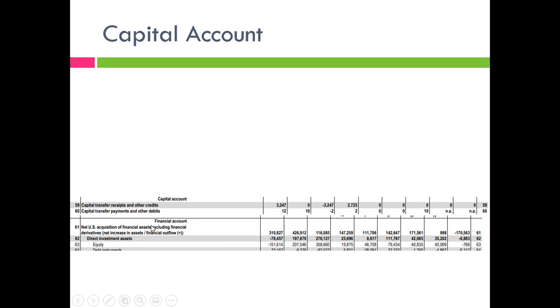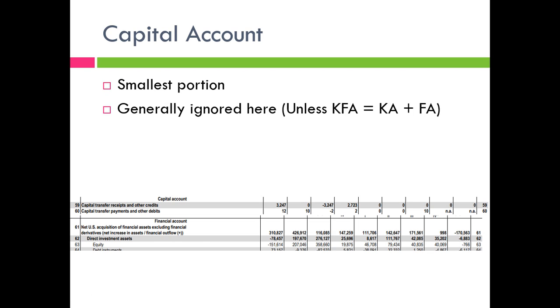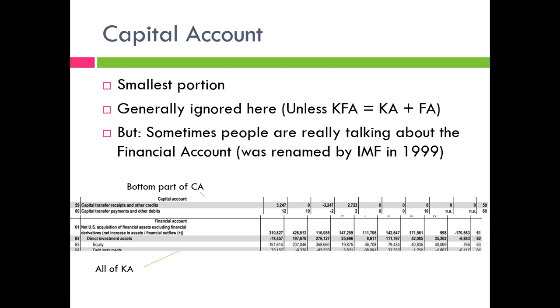Right. The capital account is quite small, so it's usually ignored, but the financial account is much larger. All right, and so sometimes KFA is the term for both, but really it's dominated by FA. And like I mentioned before, sometimes people talk about the capital account. Economists still do it, but the IMF renamed that in 1999. So people still use the old term.